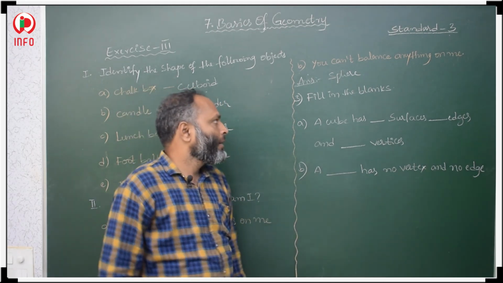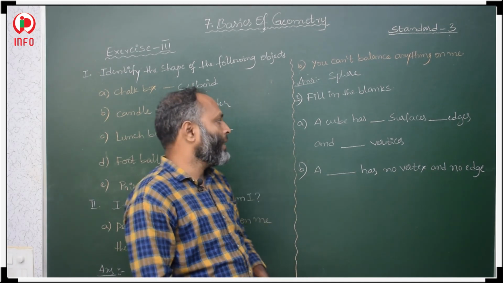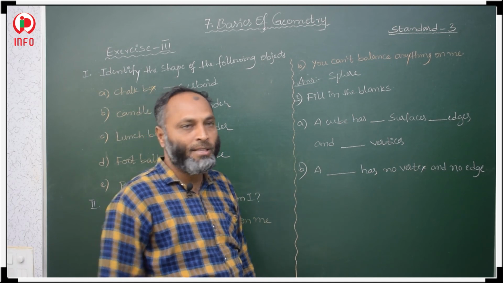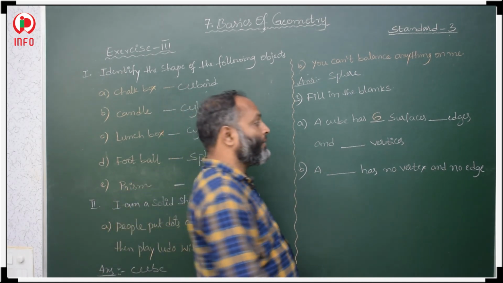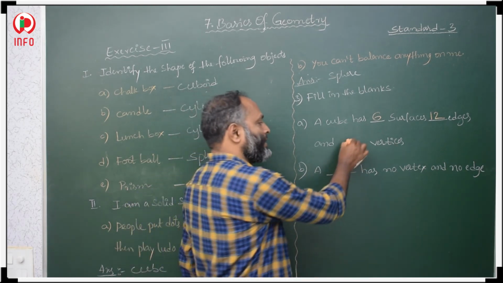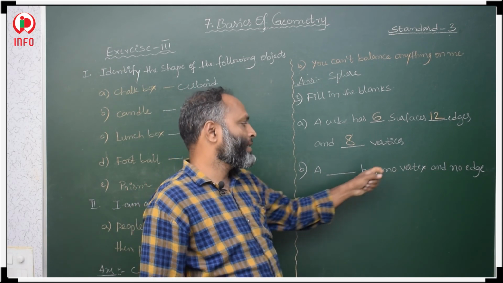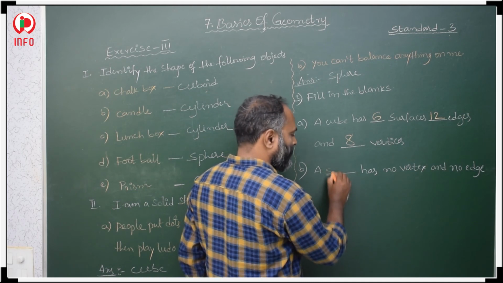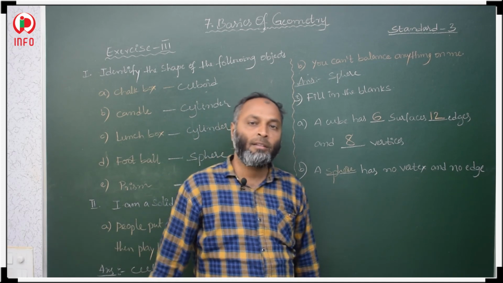Next, fill in the blanks. Third question: a cube has dash surfaces. Total how many plane surfaces? 6 plane surfaces. And how many edges? 12 edges. And how many vertices? 8 vertices. Then a dash has no vertex and no edge. A sphere has no vertex and no edge. Okay, students.